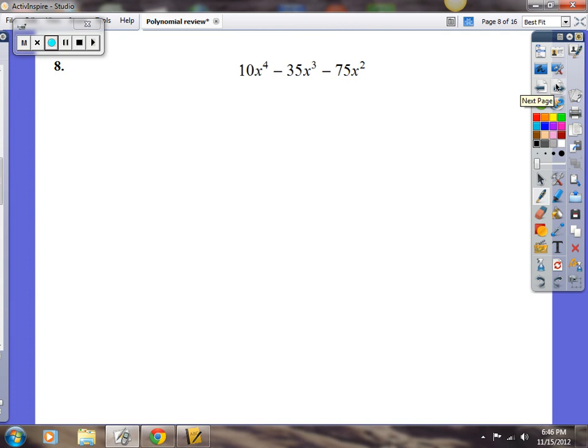Okay, number 8, this kind of looks like a beast too. You stare at them, and I'm going to divide each of them by, can we divide them all by 5? And they all have some x's. So I'm going to divide this guy by 5x squared. I'm going to divide this guy by 5x squared. So move number 1, let's factor out 5x squared.